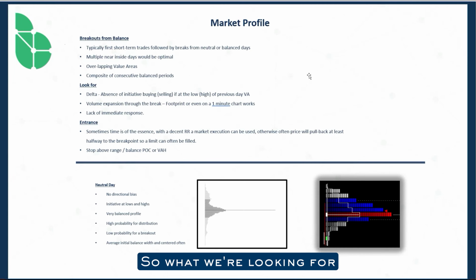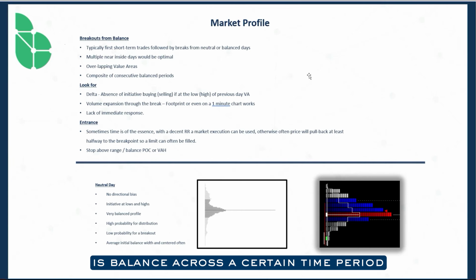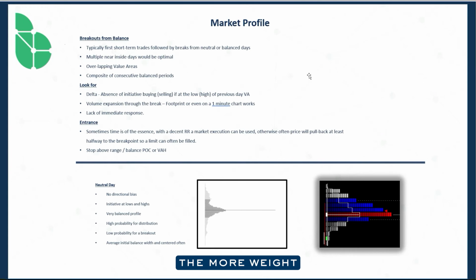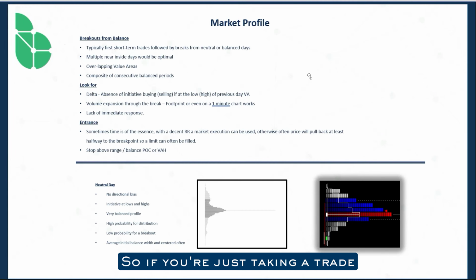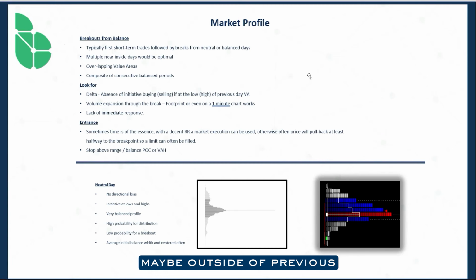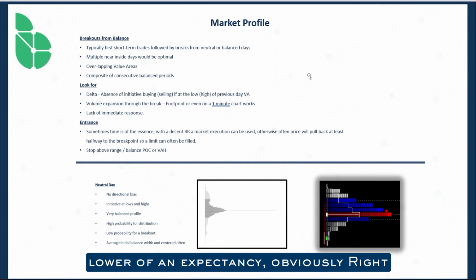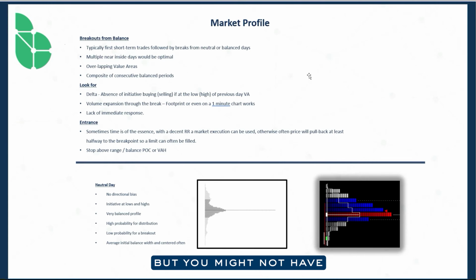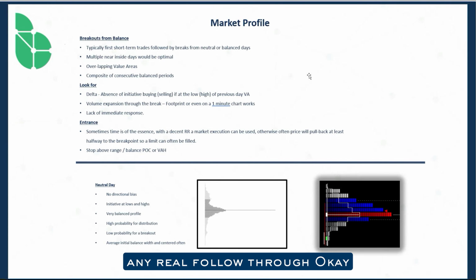Okay, so what we're looking for is balance across a certain time period. All right, the longer the time period, the more weight there is behind the trade. So if you're just taking a trade outside of the previous day's balance area, all right, so maybe outside of the previous day's value area, there's a little bit lower of expectancy, obviously, right? You might get that initial push, but you might not have any real follow through, okay?